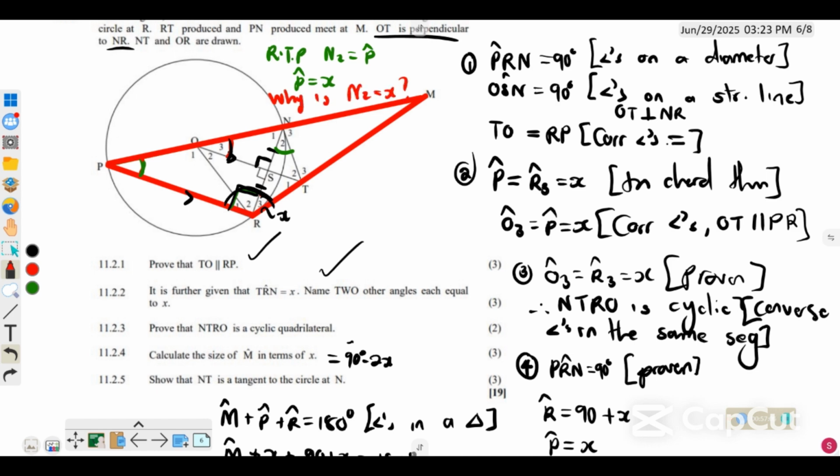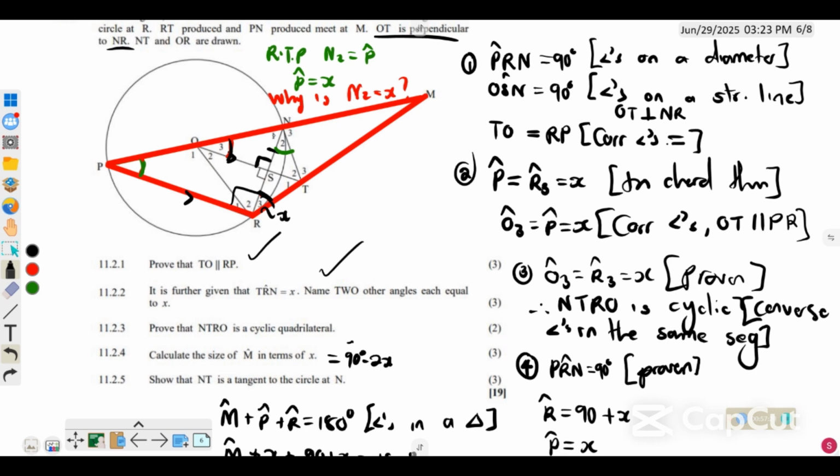Because we are trying to prove equality. Why is N2 equal to X? We need to figure that out now. Let's think. How many marks? Just a 3-mark question, which means we have to think but not think too deep. Okay, let's talk about it. Why is N2 equal to X?